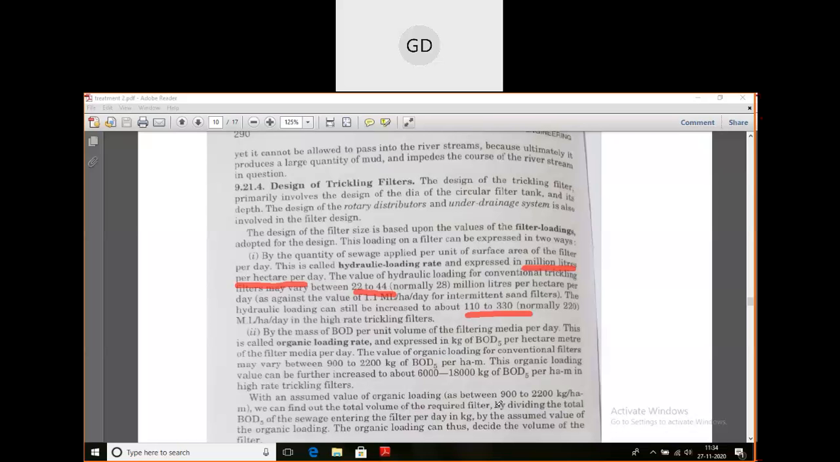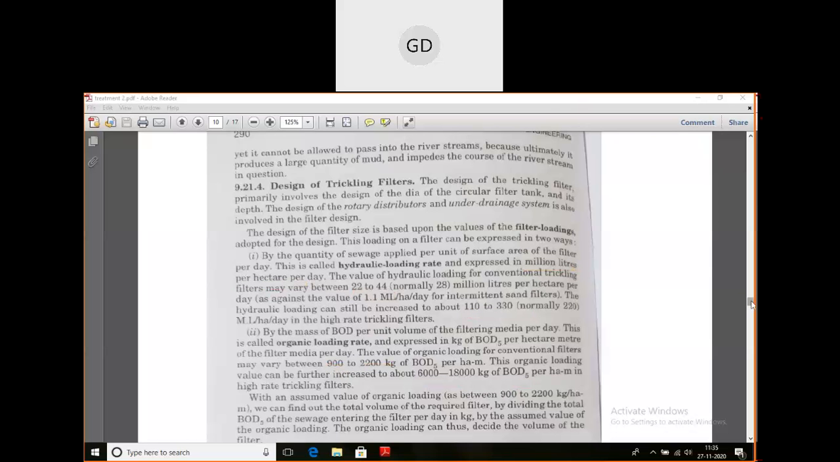Similarly to your hydraulic loading rate, here also, for your conventional trickling filters and for your high rate trickling filters, two values of organic loading rate are present. The conventional filter organic loading rate may vary between 900 to 2200 kg. For your high rate trickling filters, the organic loading rate can range between 6000 to 18,000 kg of BOD5 per hectare meter.